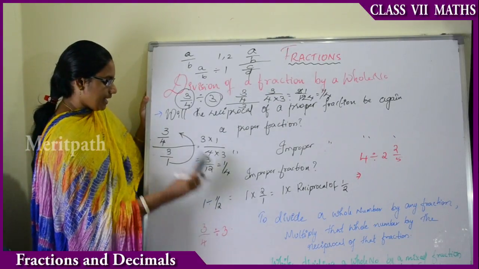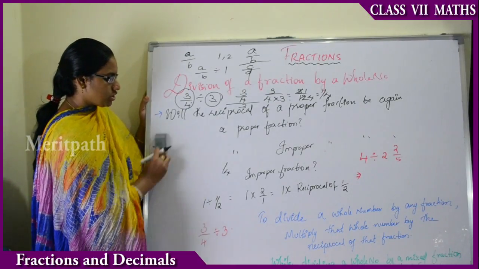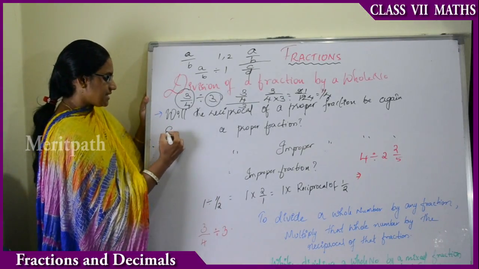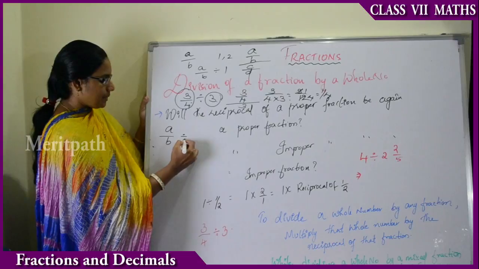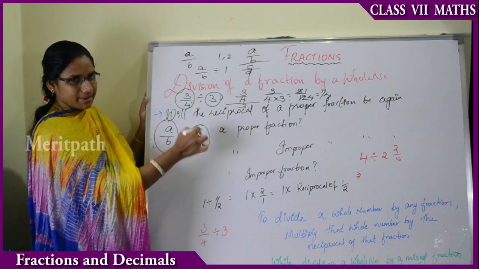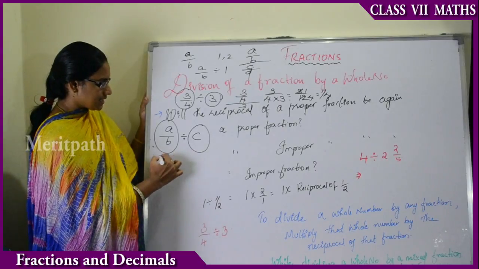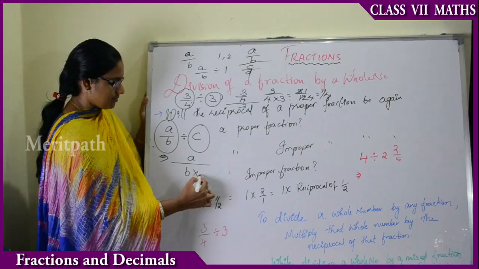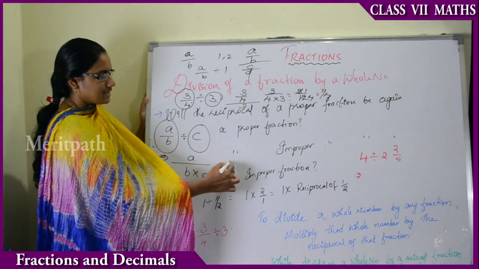In simple form, I want to show how to divide a fraction by a whole number. That is just a by b divided by some c. Assume this is a fraction and this is a whole number. Now we just have to do a by b into c. Simple. We will be getting the resultant answer.